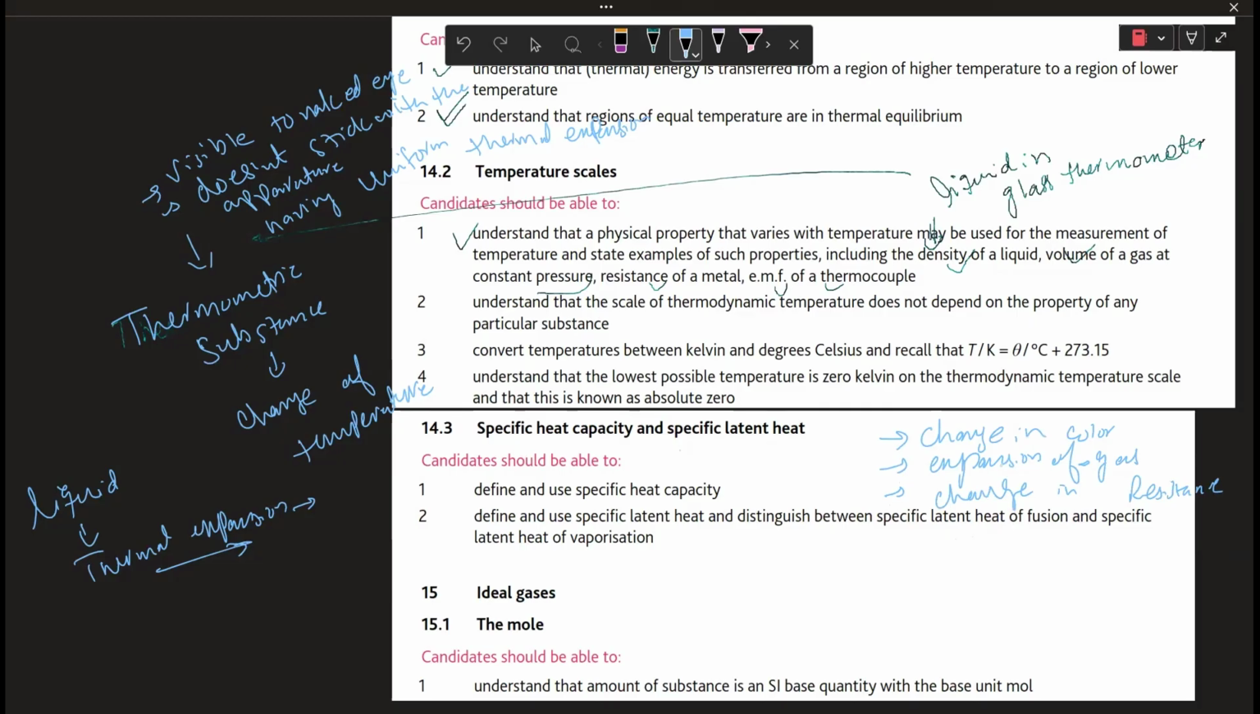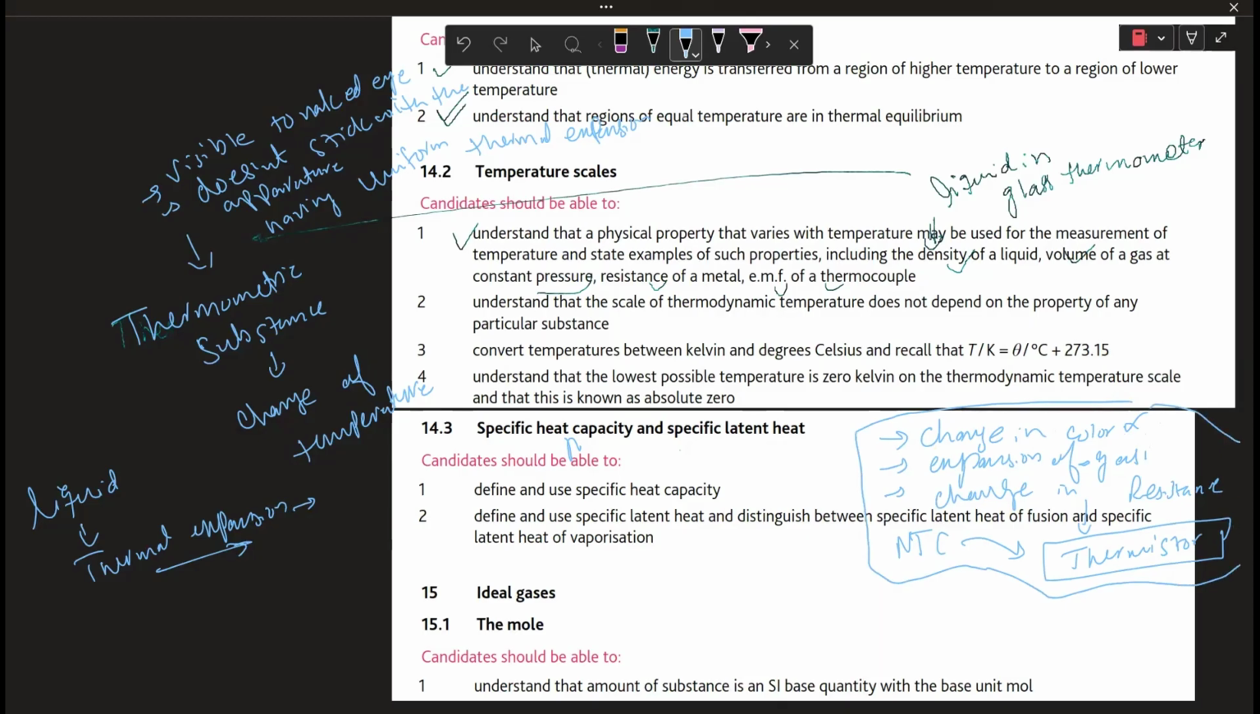And where did we study the example of change in resistance? In the case of thermistors. The thermistors are negative temperature coefficients whose resistance changes as the temperature changes. We have studied negative temperature coefficients, NTC. So if the color is changing, that means temperature is changing. We cannot predict the value or magnitude of temperature, but we can tell that a temperature has changed by looking into these properties.